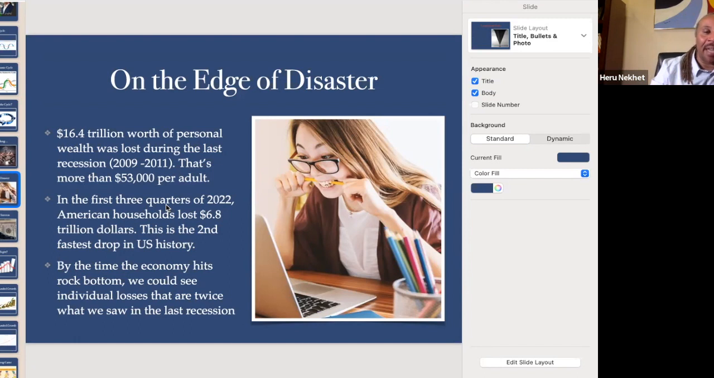But if we look at just the first 3 quarters of 2022, and the numbers are just starting to come out for the 4th quarter, in just 3 quarters of 2022, American households lost $6.8 trillion already. And again, that doesn't count the 4th quarter, doesn't count where we're at currently because people are still losing. That's the 2nd fastest drop in American history. So by the time we do officially hit that trough, by the time we officially get to that recession, the losses could be double that easily. So you have to do something to prepare.